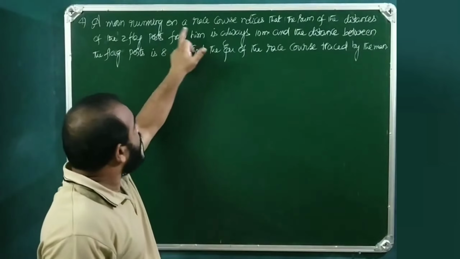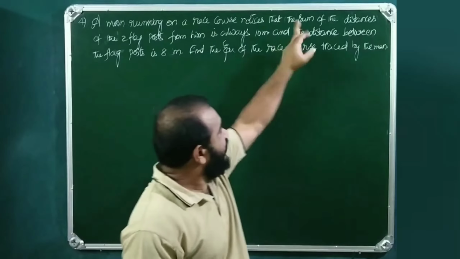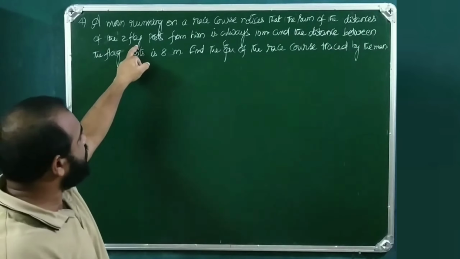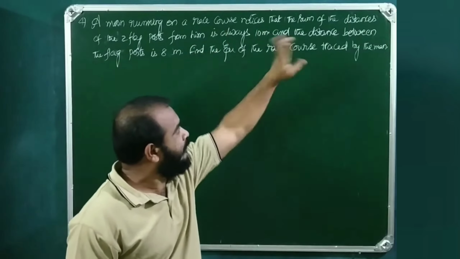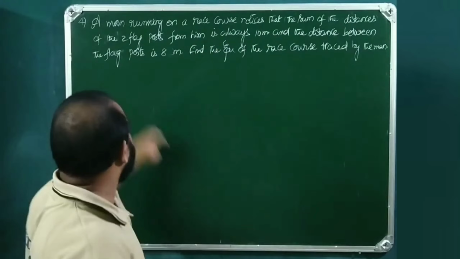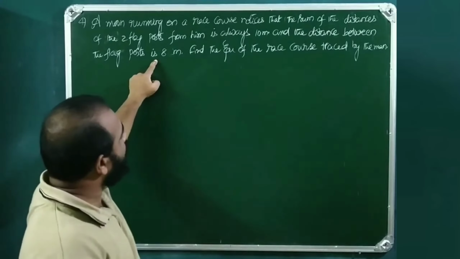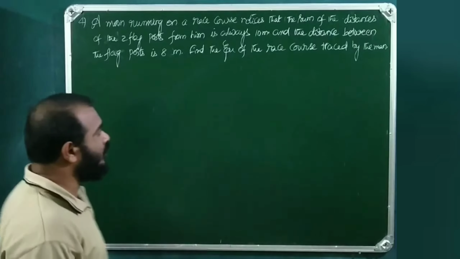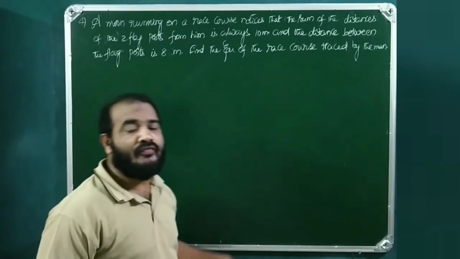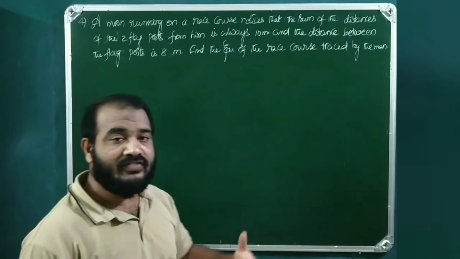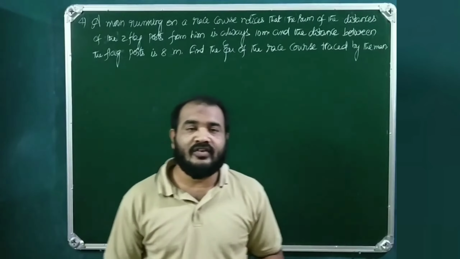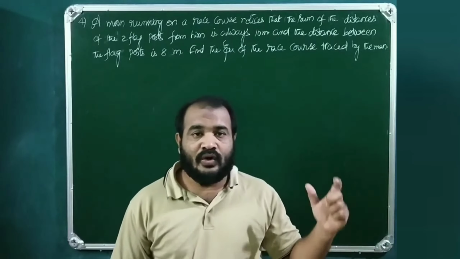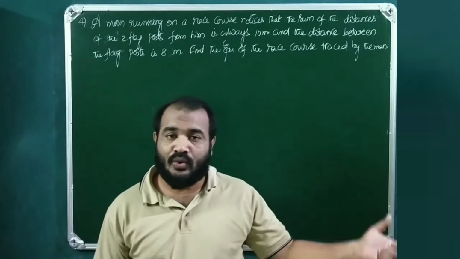A man running on a race course notices that the sum of the distances of the two flag posts from him is always 10 meters and the distance between the flag posts is 8 meters. Find the equation of the race course traced by the man. So this is nothing but the application of the ellipse, curve tracing of an ellipse, which we have discussed before. Okay, so SP plus S dash P is equal to 2a.